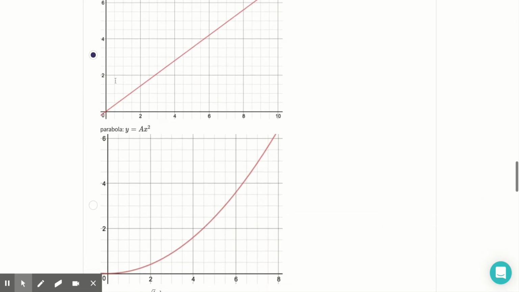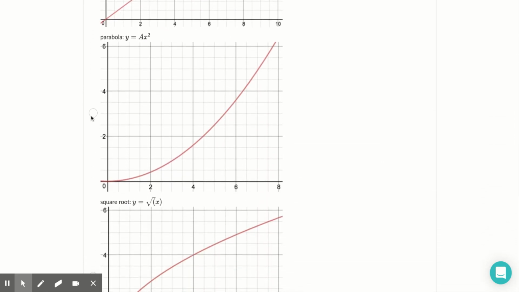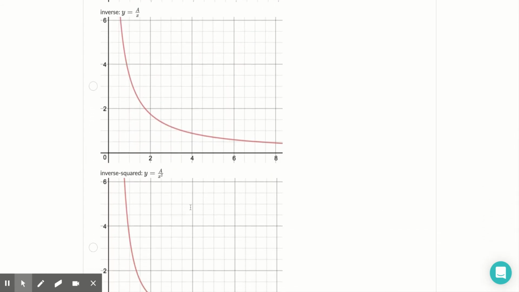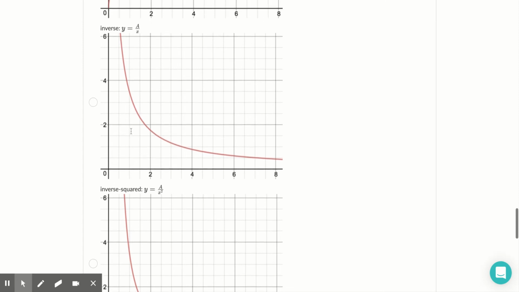So as I'm going down, I know it's not linear, so I'm not going to choose that. It's not really parabolic or square root, but it could be either inverse or inverse squared. So I'm going to start by looking at it as an inverse relationship first, and then we need to verify that it matches this according to the data that I have. That's the power of linearization.